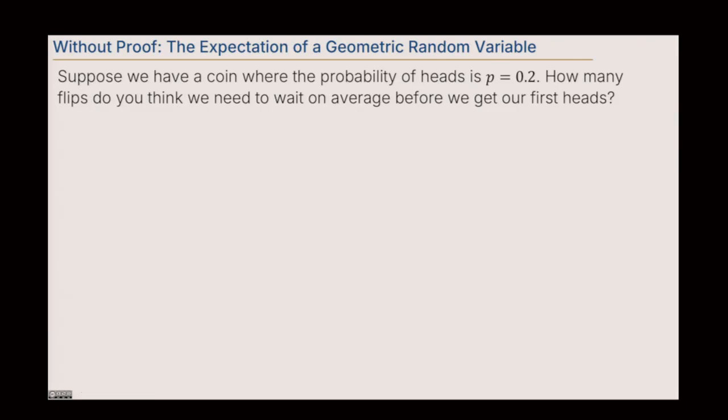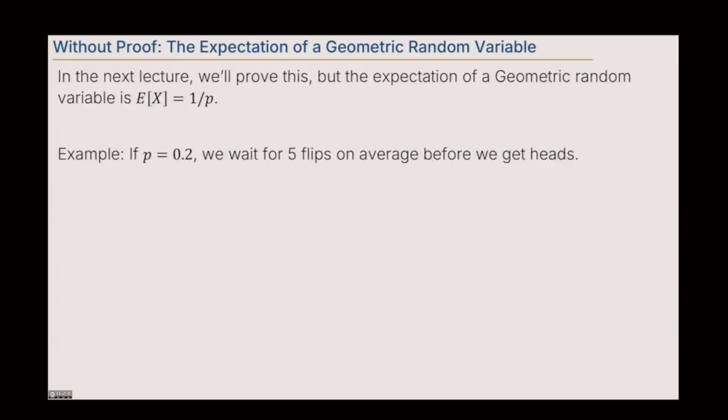Here's another question. Let's suppose we have a coin where the probability of heads is 0.2. How many flips do you think we need to wait on average before we get our first heads? What's your gut feeling? Yeah, 5. Okay, you're right. Good. So it turns out that's true. The expected value of X for a geometric random variable is 1 over p, but I'm going to wait until the next lecture to do that one. So we have to wait for 5 flips on average before we get heads.